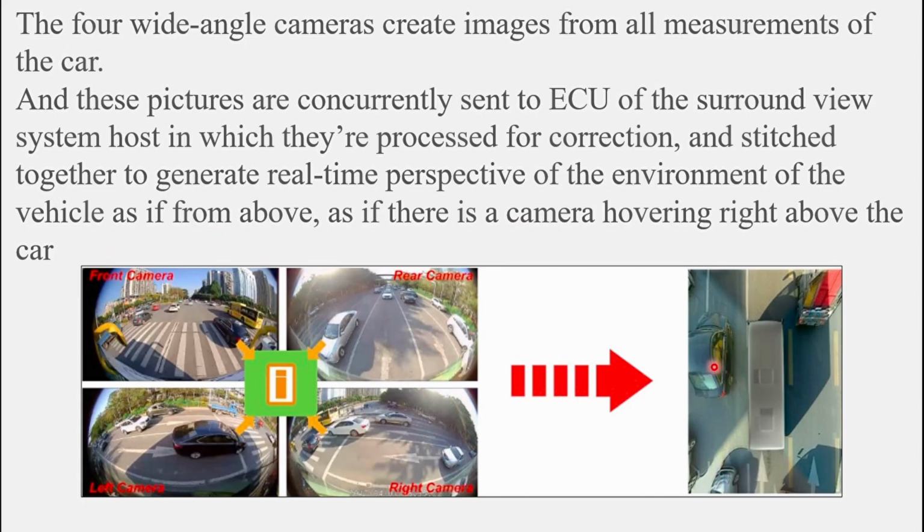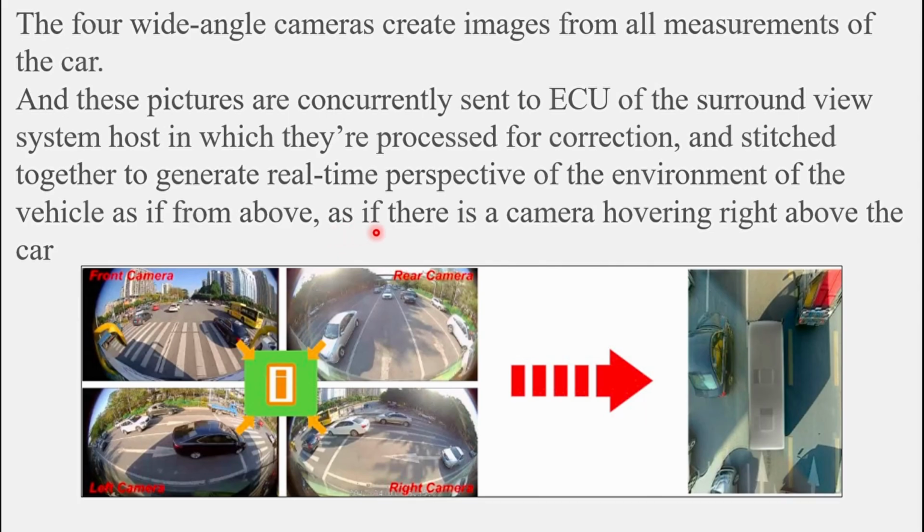Suppose this is your car, and this is the front view. This is the rear camera. This is the left camera. This is the right camera. All these 4 views are merged together and displayed onto the dashboard.